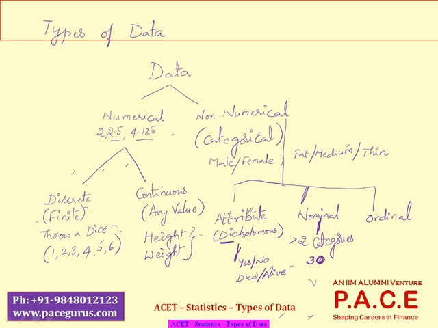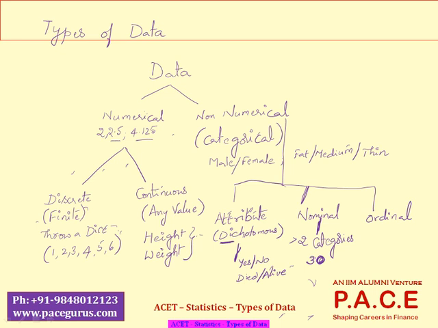There is no relationship. 2 being greater than 1 doesn't mean that Bihar is greater than Andhra Pradesh. There is no order in which I am assigning the numbers to the categories. Such kind of data is what we call nominal data.